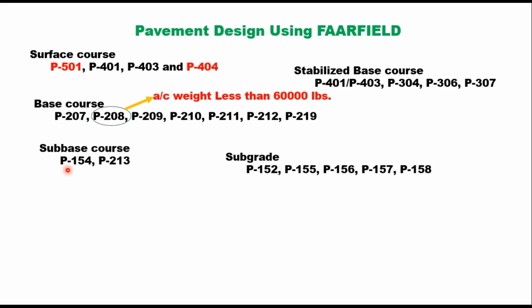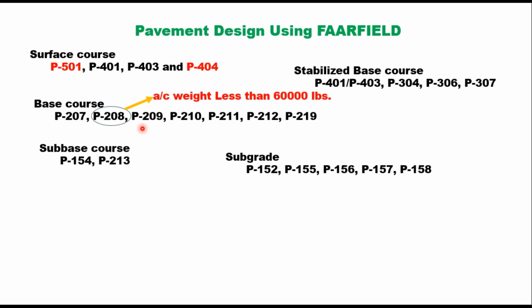Now here P154, for example, is exactly as given in clause 309 of MORT specification 2013. P155 is lime treated subgrade as per clause 402 of MORT specification. 152 is when construction is in embankment. 158 fly ash subgrade as per clause 403, and similarly you can draw parallel between these materials and MORT specifications.